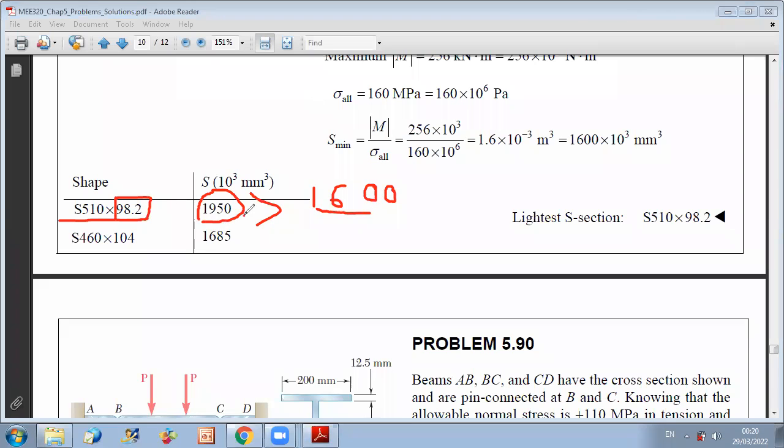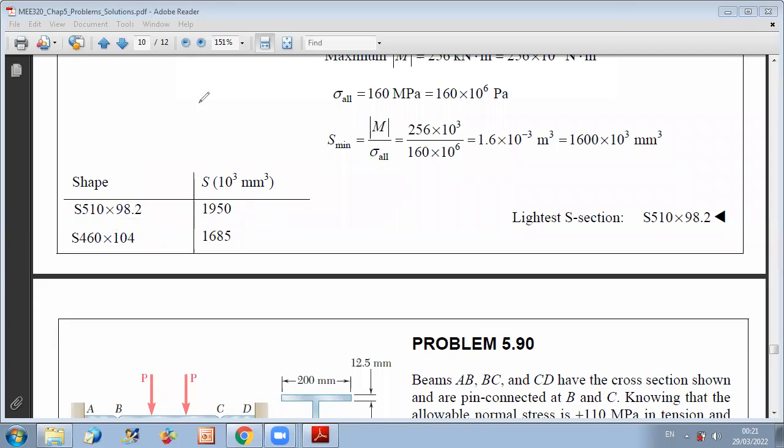Because these two satisfy the condition, I don't select the one with closest to 1600. No, the most important criterion is then the mass per unit length. This is the lightest, so it represents the smallest cost. So on the economical level, this is my best choice because it's satisfying the condition of non-failure, and at the same time it's the most economic.